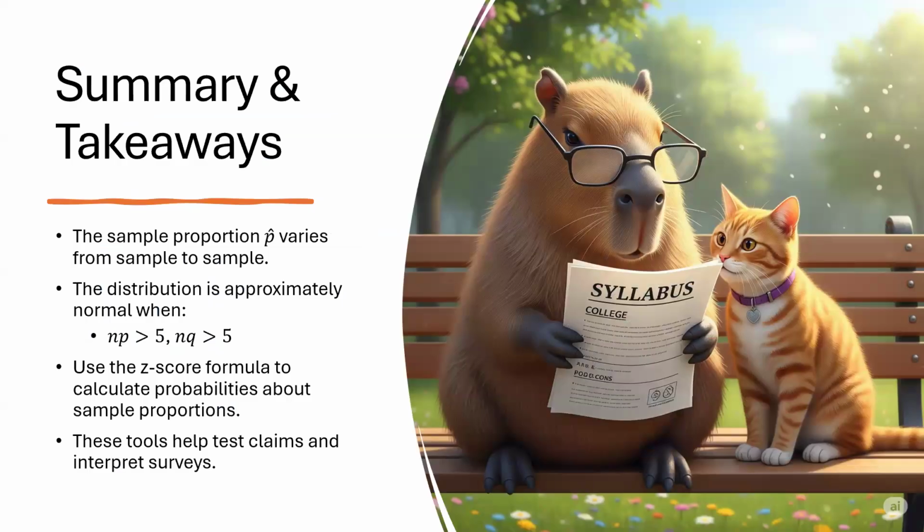Let's recap. Sample proportions vary. That's randomness at work. The distribution of those proportions is approximately normal when n times p is greater than 5 and n times q is greater than 5. We calculate z-scores to determine how unusual a sample result is. Real-world applications? Everywhere. Coffee habits, superhero fandom, survey results, and yes, even Netflix binges.